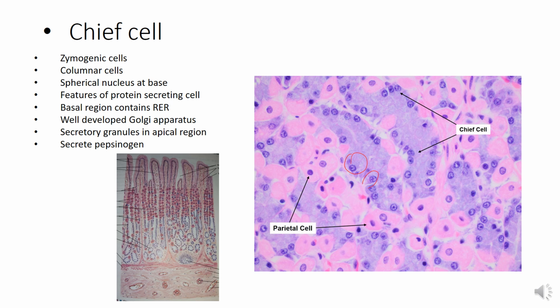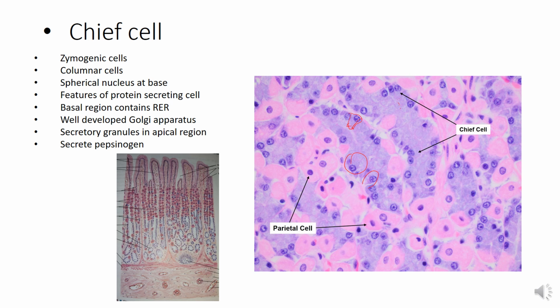The basal region of the chief cell contains abundant rough endoplasmic reticulum, due to which this region of the cell takes a basophilic stain. A well-developed Golgi apparatus is present in the supranuclear portion. The apical region contains secretory granules that house the proenzyme pepsinogen. These granules impart acidophilia to the apical regions of the cells. You can see here the nuclei present in the basal region of the cell, and the eosinophilia in the apical region.